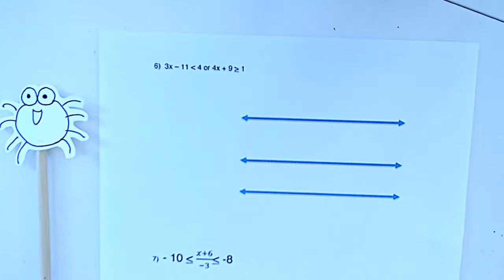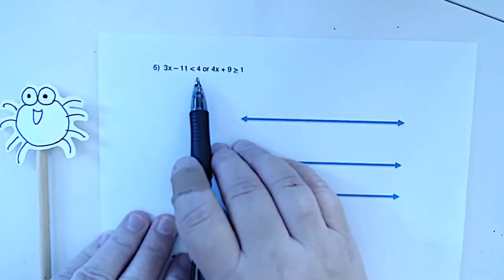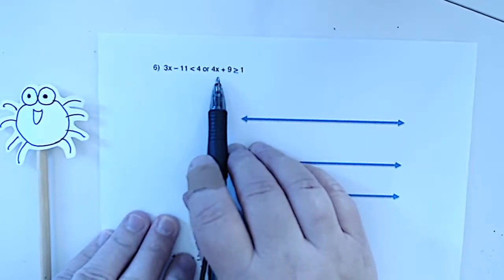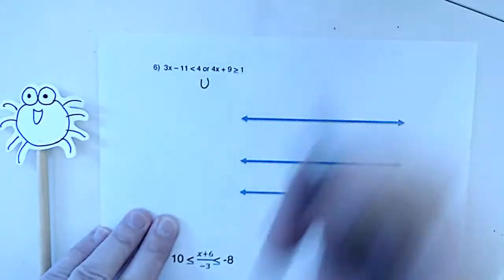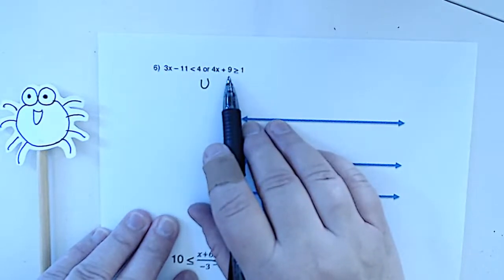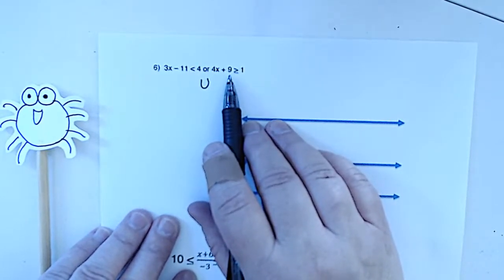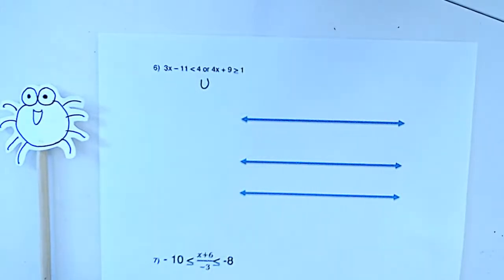Okay, so following up on the previous problem, we've got another OR problem. 3x minus 11 is less than 4, or 4x plus 9 is greater than or equal to 1. So in other words, we're looking for a union. I want all the points that satisfy this one combined with all the points or values that satisfy this one. We're going to bring them all together. Woohoo! So again, I have foolishly left myself no room for simplifying.